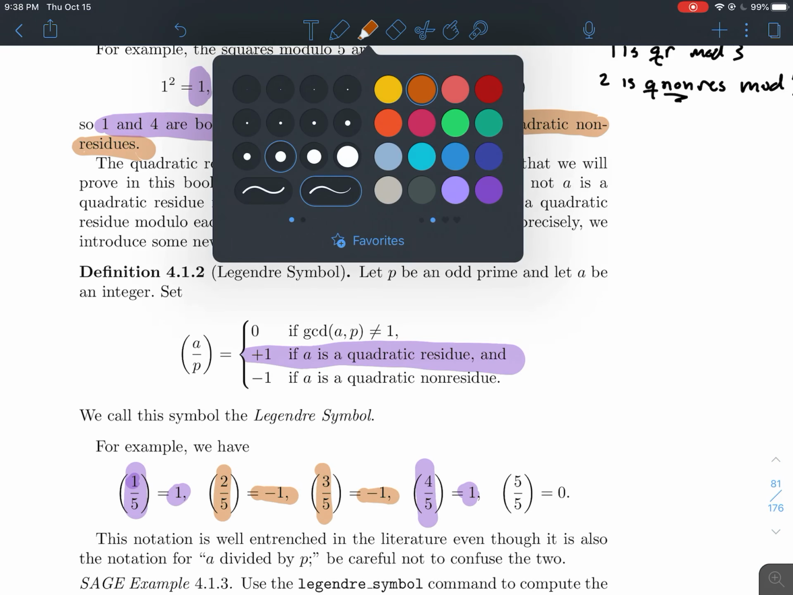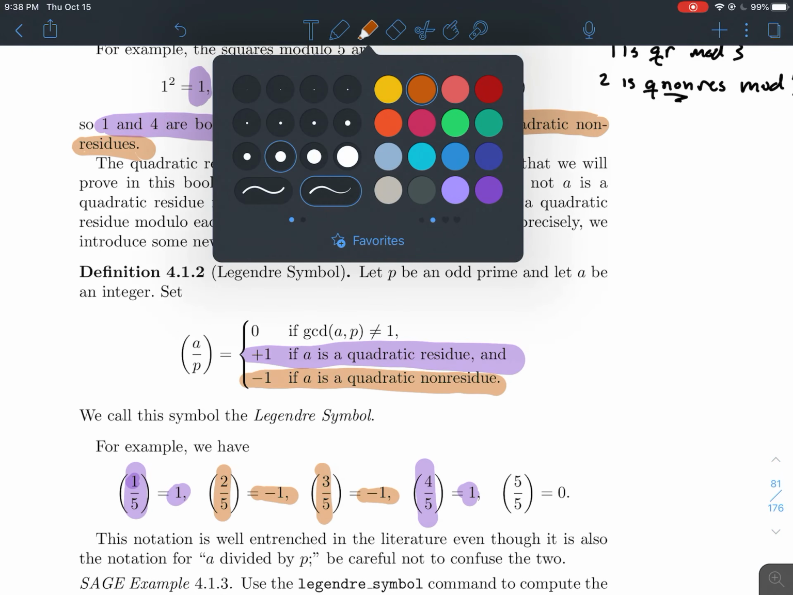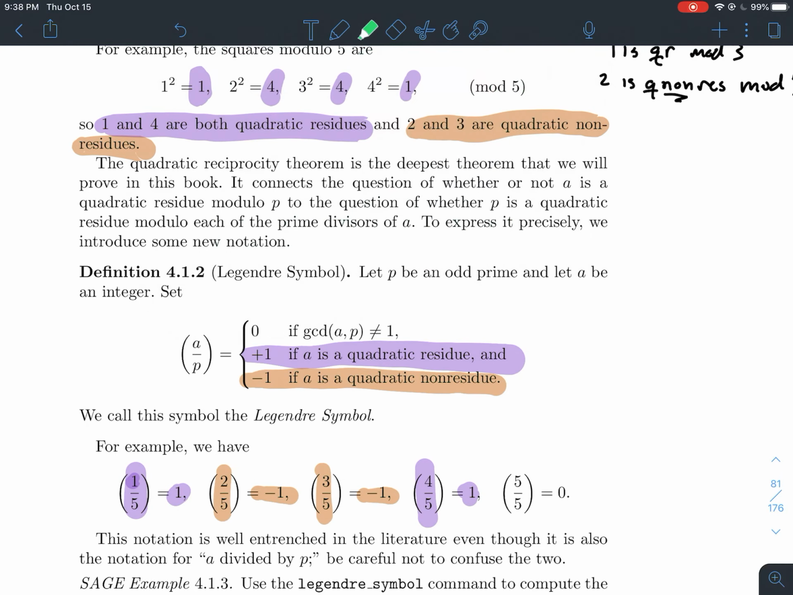And the last one here, maybe I should do this one right here. That's what we just got finished doing. And then the last one, what if you plugged in just 5 itself? Well, the Legendre symbol of 5 mod 5 would be 0, because the GCD of 5 and 5 is definitely not 1. It's 5. That's why it's 0.